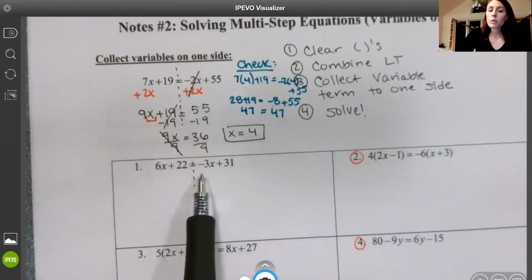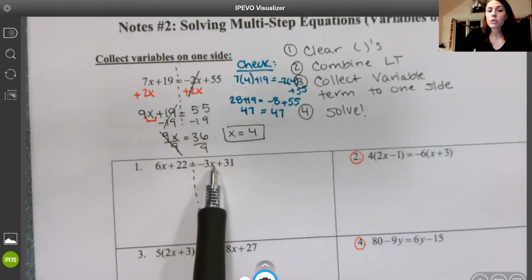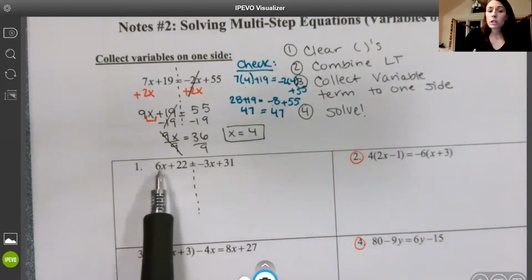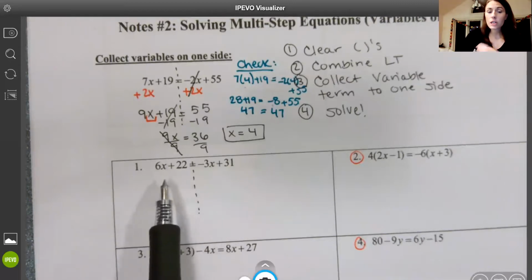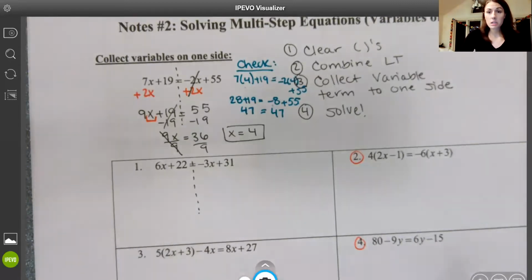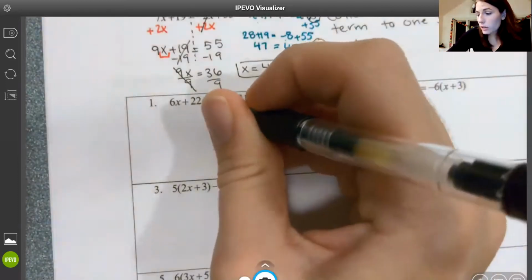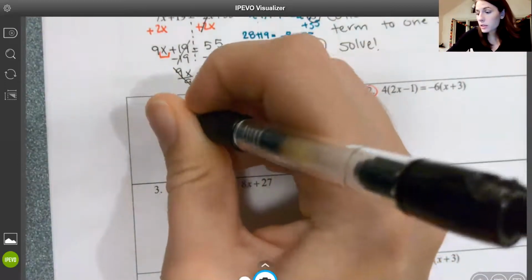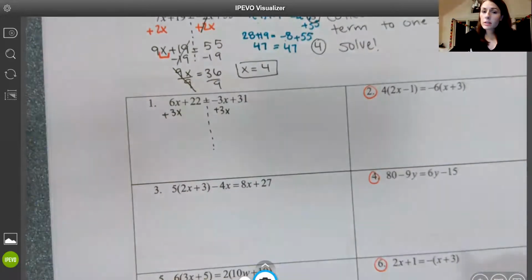So like here, I would probably lean towards adding 3x. But you absolutely could subtract 6x from both sides. As long as you're doing the inverse of what's there and you're eliminating the variable term on one side, doesn't matter, you'll get to the same end spot, same final answer. So I'm going to choose to add 3x to both sides.